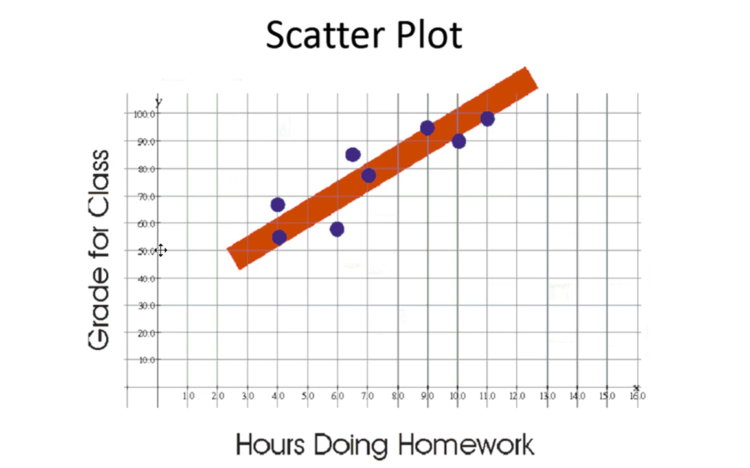A scatter plot. Scatter plots are used to determine relationships between two things that may or may not be related, and you can try to see if there is a relationship between them. The relationship between grade in class and hours doing homework. Well, this seems to show that there is a relationship between those two things, a positive relationship. And so we'll look at scatter plots.